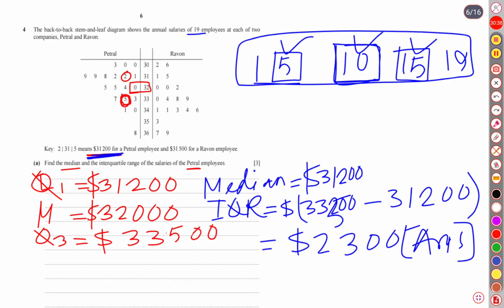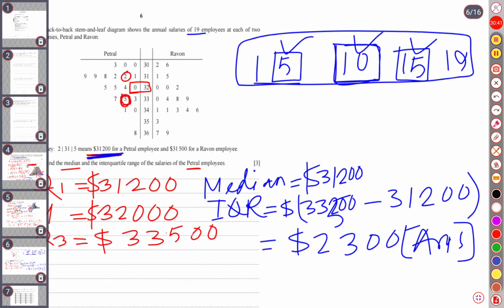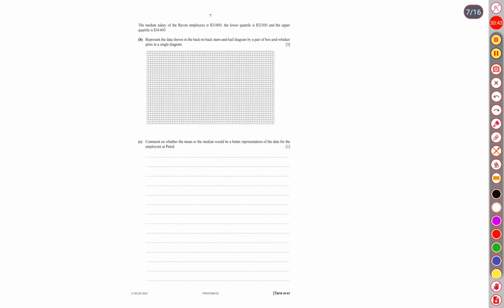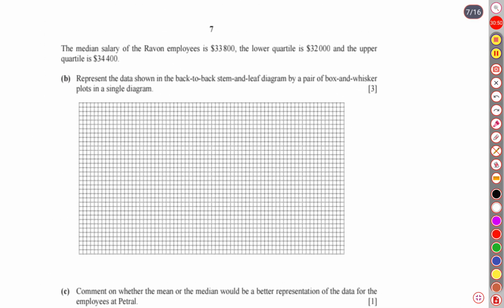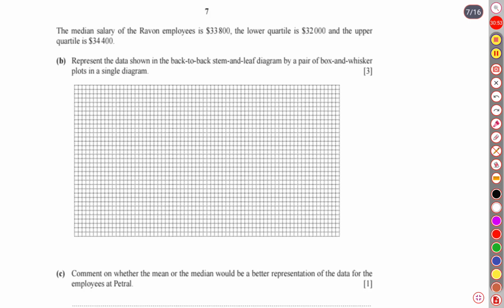Well, let's move on to the next question. Page number 7 says, the median salary of the Raven employees is $33,800. The lower quartile is $32,000, and the upper quartile is $34,400. Represent the data shown in the back-to-back stem and leaf diagram by a pair of box and whisker plots in a single diagram.